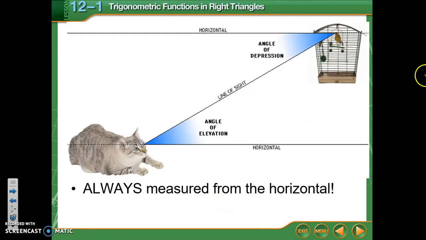All right, one last thing here in our last minute. This is also a reminder from geometry. Angle of elevation and angle of depression. Here we have a cat and a bird. The cat from the horizontal is looking up toward the bird. That's called the angle of elevation. We always measure it from the horizontal line. So the angle of elevation measures from the horizontal line looking up. The bird, from its horizontal line of sight, looks down to the cat, so that is the angle of depression.